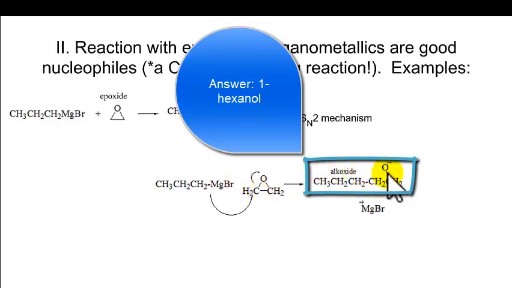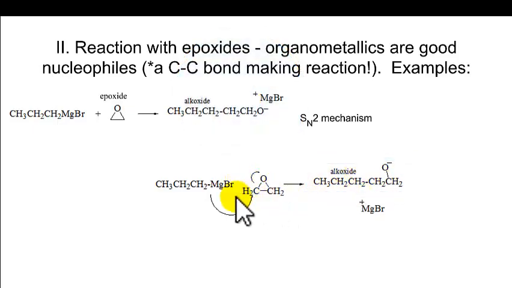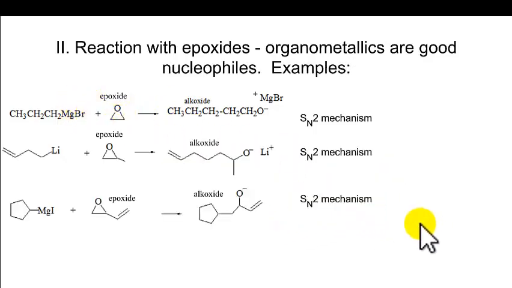But in essence, we're making an alkoxide in this case by making a new, what? What's the new bond between that carbon and that carbon? Right there. It's a carbon-carbon bond. And so this is a very useful reaction. Notice I put a star by it here. It's a carbon-carbon bond making reaction, and we pointed those out in the past as being good things to keep in mind because you can use them to build up bigger carbon skeletons from smaller skeletons. So you make alkoxides by reacting a Grignard reagent with an epoxide.